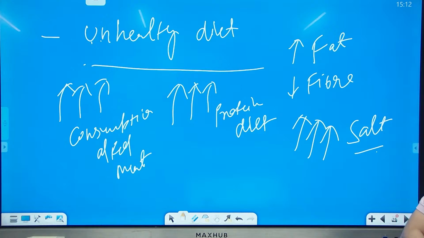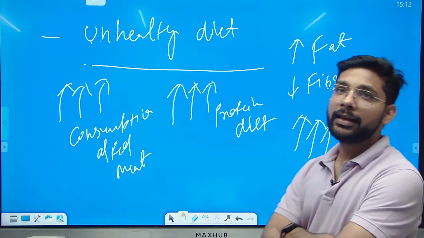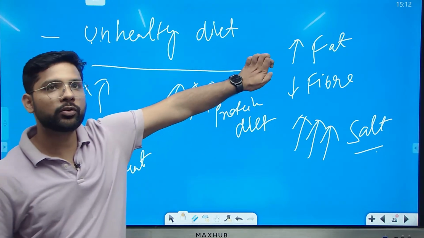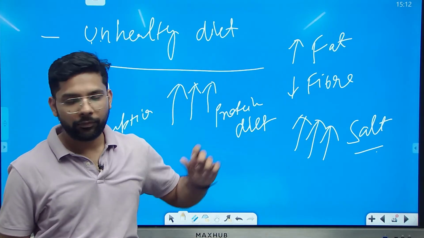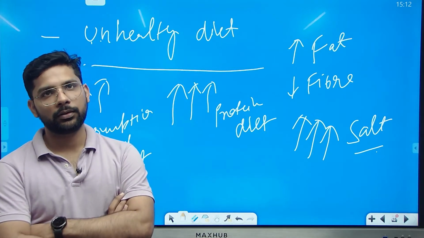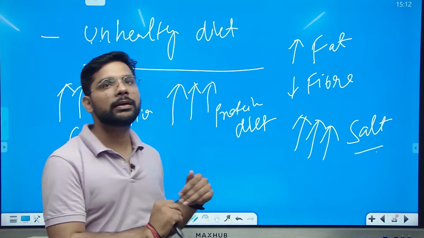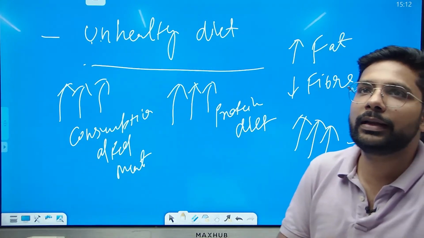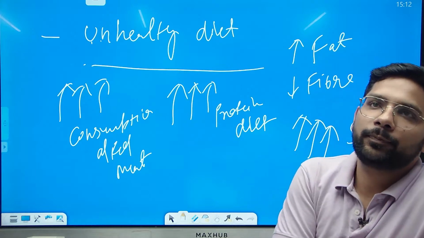Consumption of red meat, very high protein diet, the diet which is having the high amount of fat, less amount of fiber, very high consumption of the salt in the longer run. It also leads to the cancer, and this is one of the major causes in India specifically that leads to the cancer.